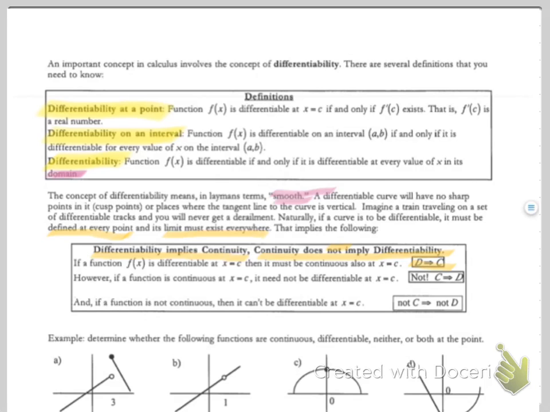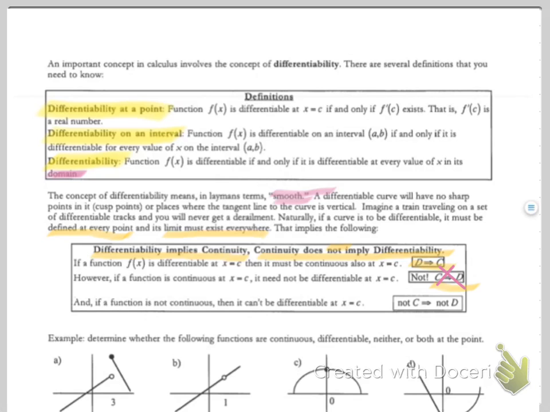However, if a function is continuous at x equals c, it need not be differentiable at x equals c. So if c, then d is simply not true. Okay? So it does not mean c, then d. And if a function is not continuous, then it cannot be differentiable at x equals c.